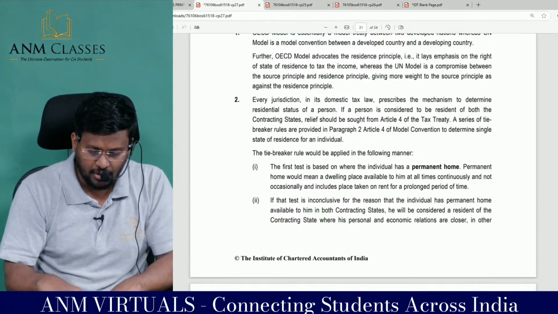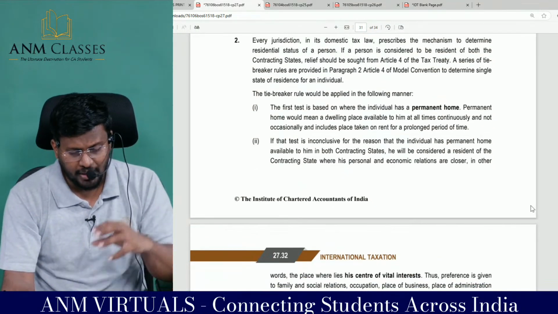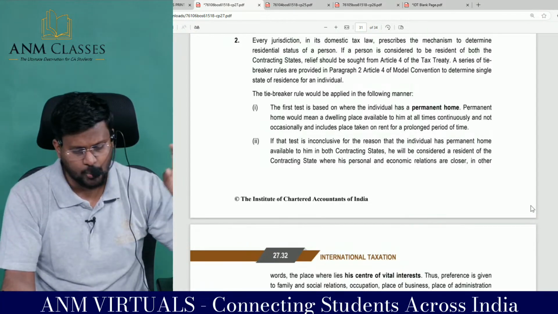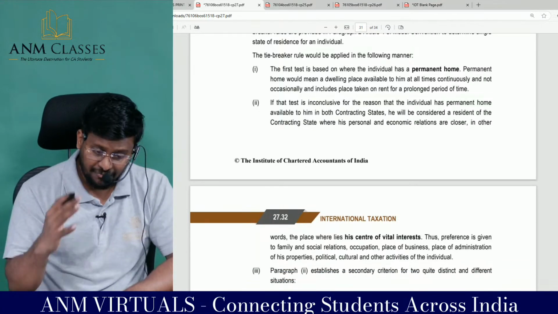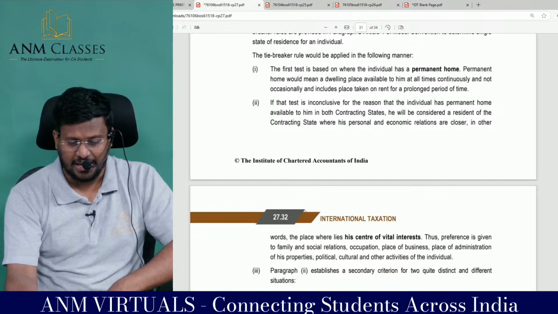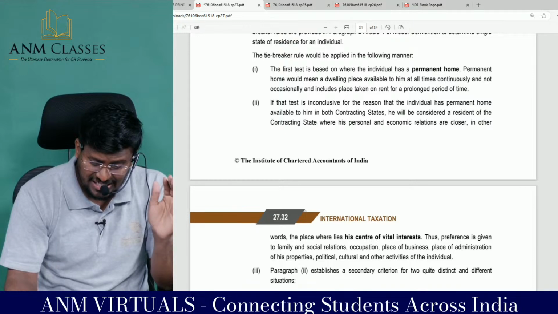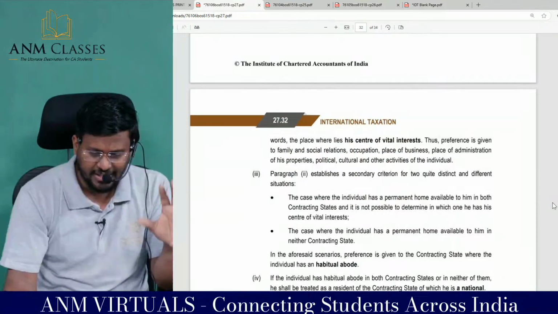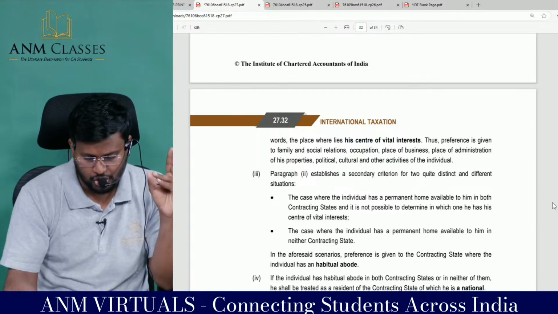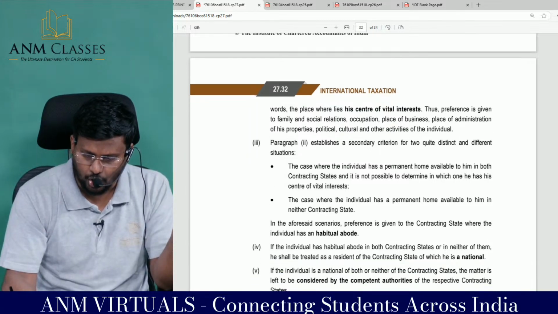The tiebreaker rule would be applied in the following manner. The first test is based on whether the individual has a permanent home, meaning a dwelling place available to him at all times continuously and not occasionally, and includes a place taken on rent for a prolonged period of time. If that test is inconclusive because the individual has a permanent home available in both contracting states, he will be considered a resident of the contracting state where his personal and economic relationships are closer. In other words, the place where his center of vital interest lies. Thus, preference is given to family and social relationships, occupation, place of business, place of administration of his property, political, cultural and other activity.